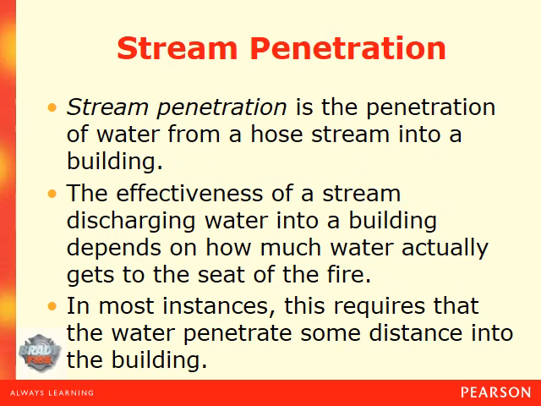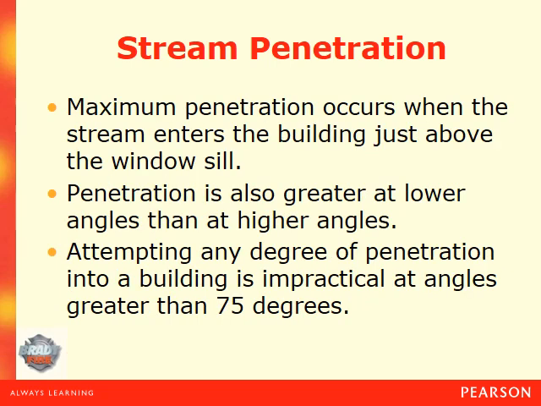Stream penetration is the penetration of water from a hose stream into a building. The effectiveness of a stream discharging water into a building depends on how much water actually gets to the seat of the fire. In most instances, this requires that the water penetrates some distance into the building. Maximum penetration occurs when the stream enters the building just above the windowsill. Penetration is also greater at lower angles than at higher angles. Attempting any degree of penetration into a building is impractical at angles greater than 75 degrees.